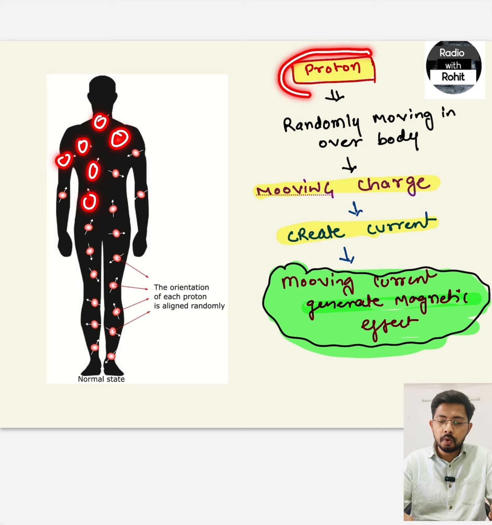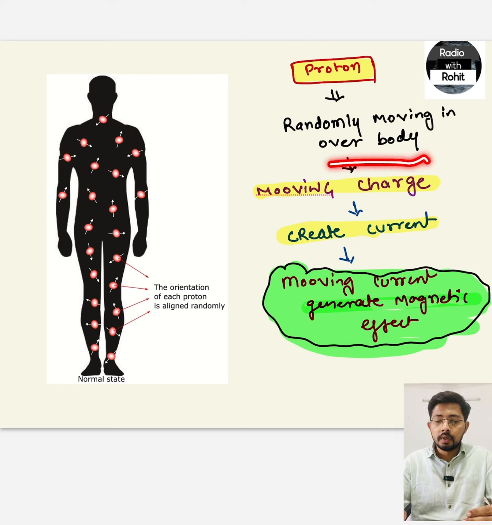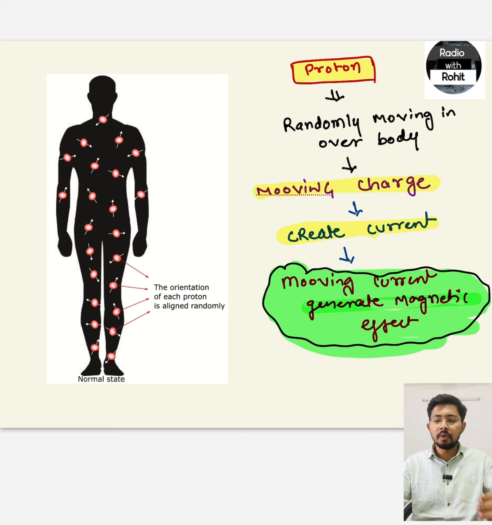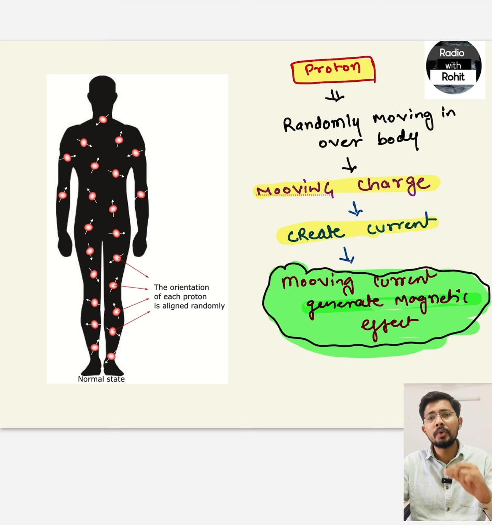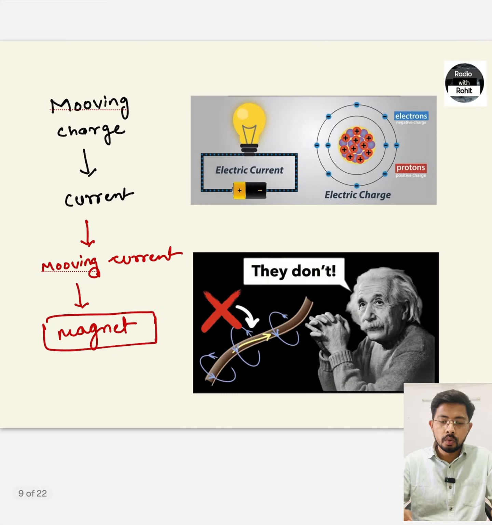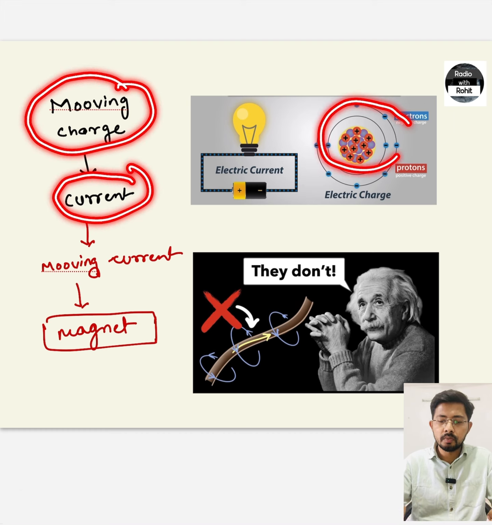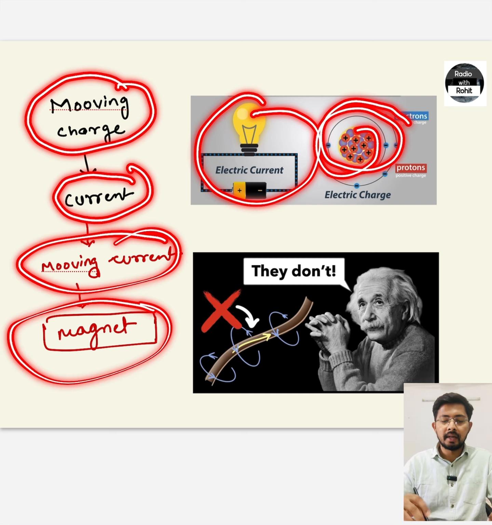We know that protons move randomly in our body, and a moving charge always creates a current around it, and a moving charge or current produces a magnetic effect around it. So simply we can say that this moving proton is creating a magnetic field around it, meaning the human body is creating its own magnetic field. The moving charge creates the current, and this current creates the magnetic field.